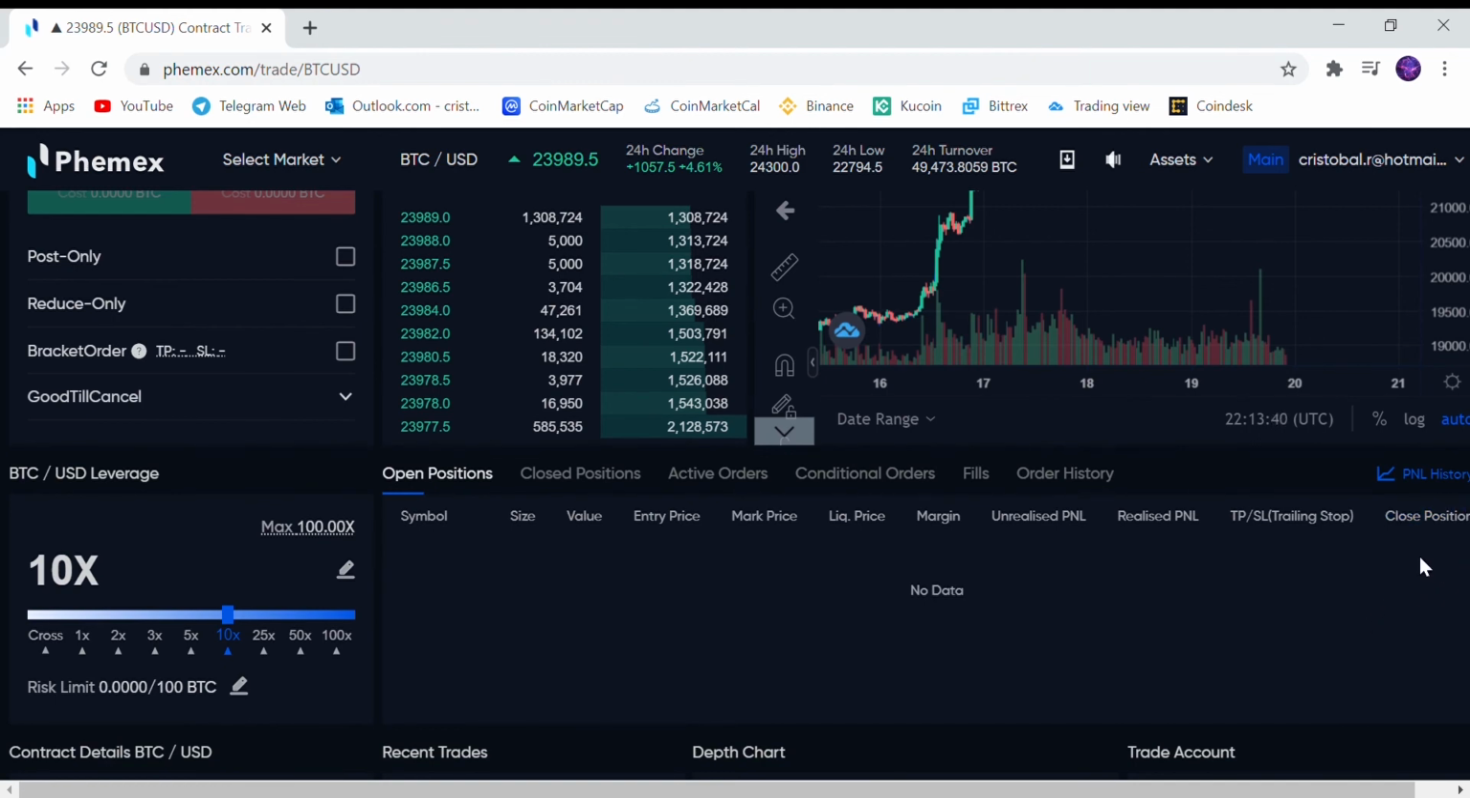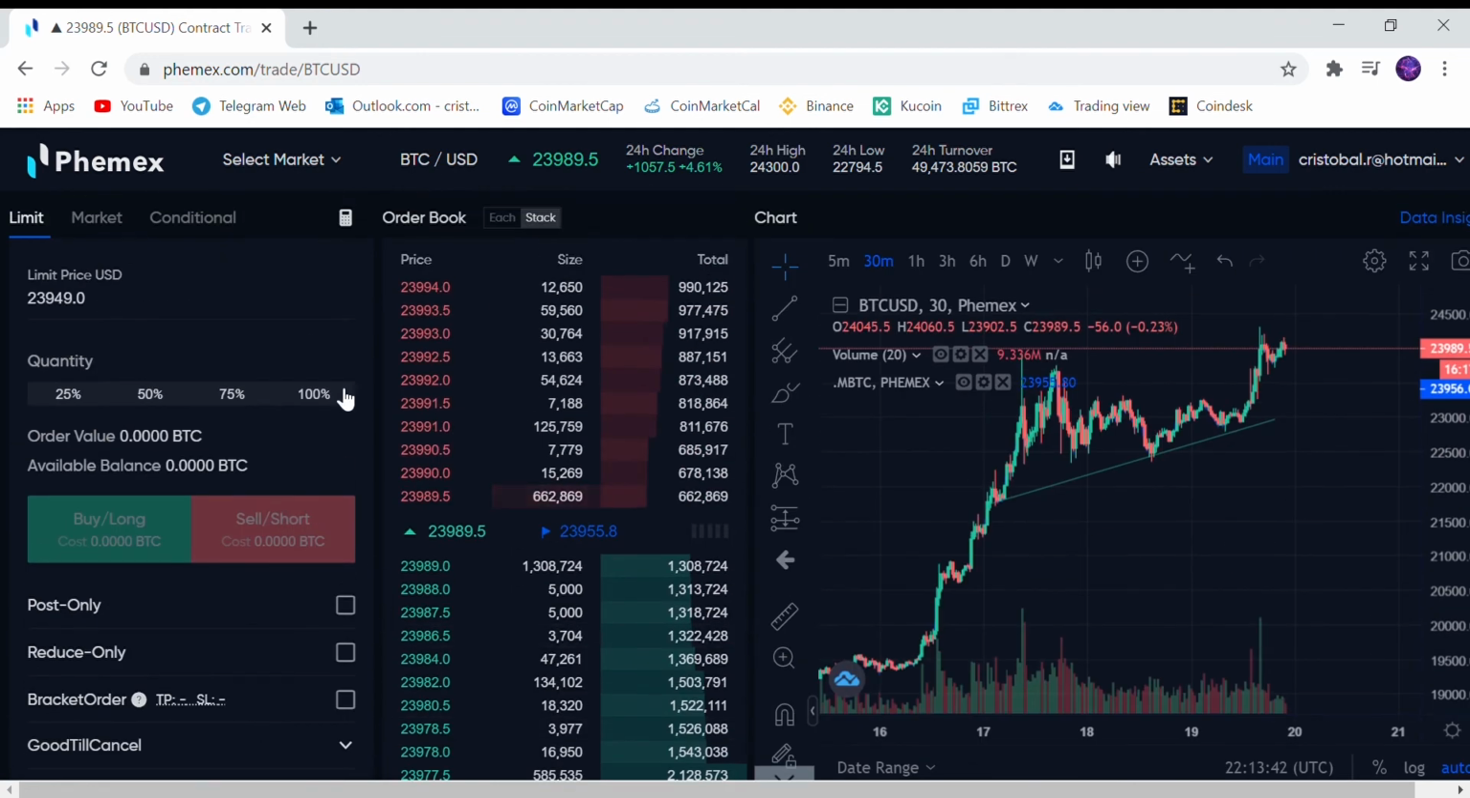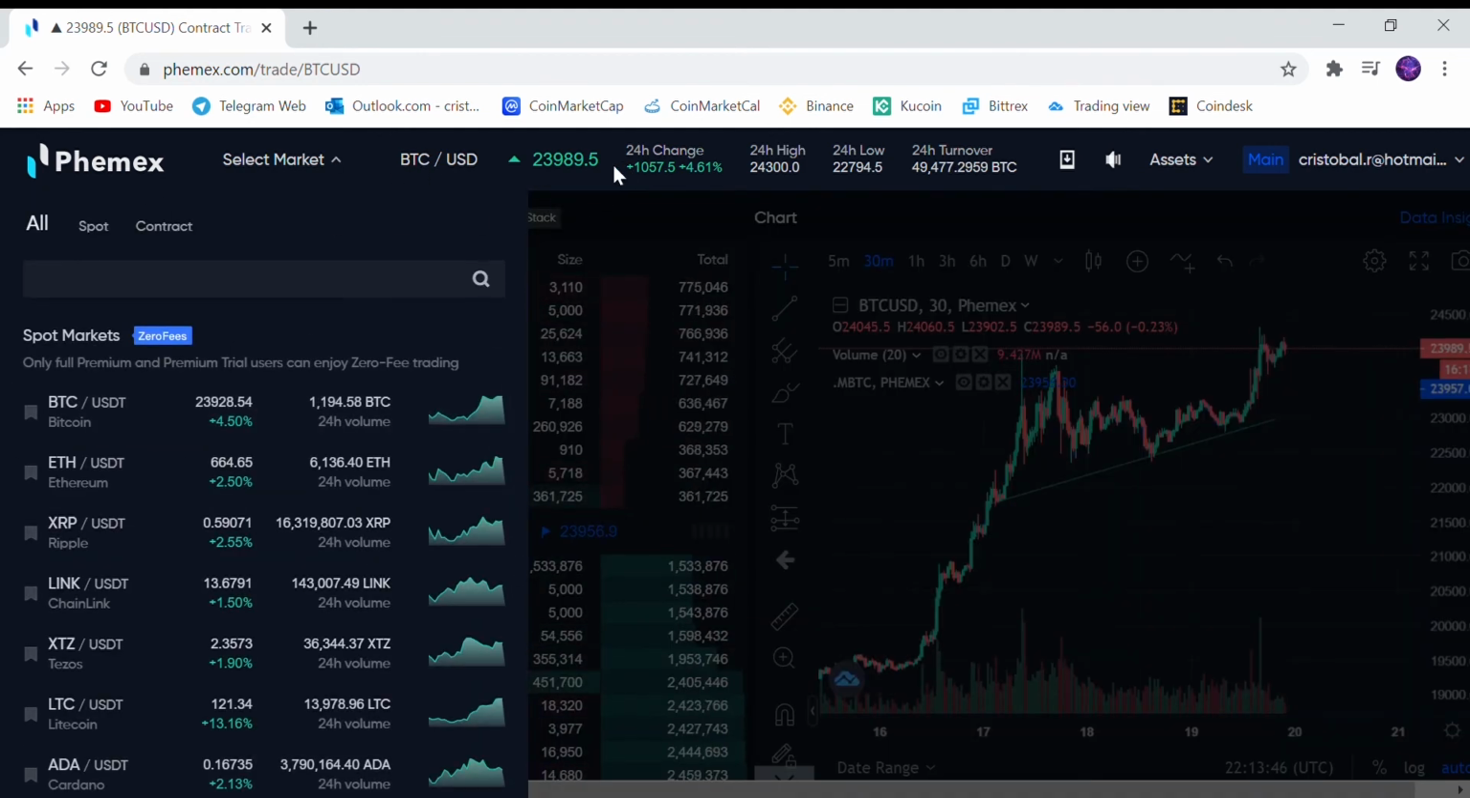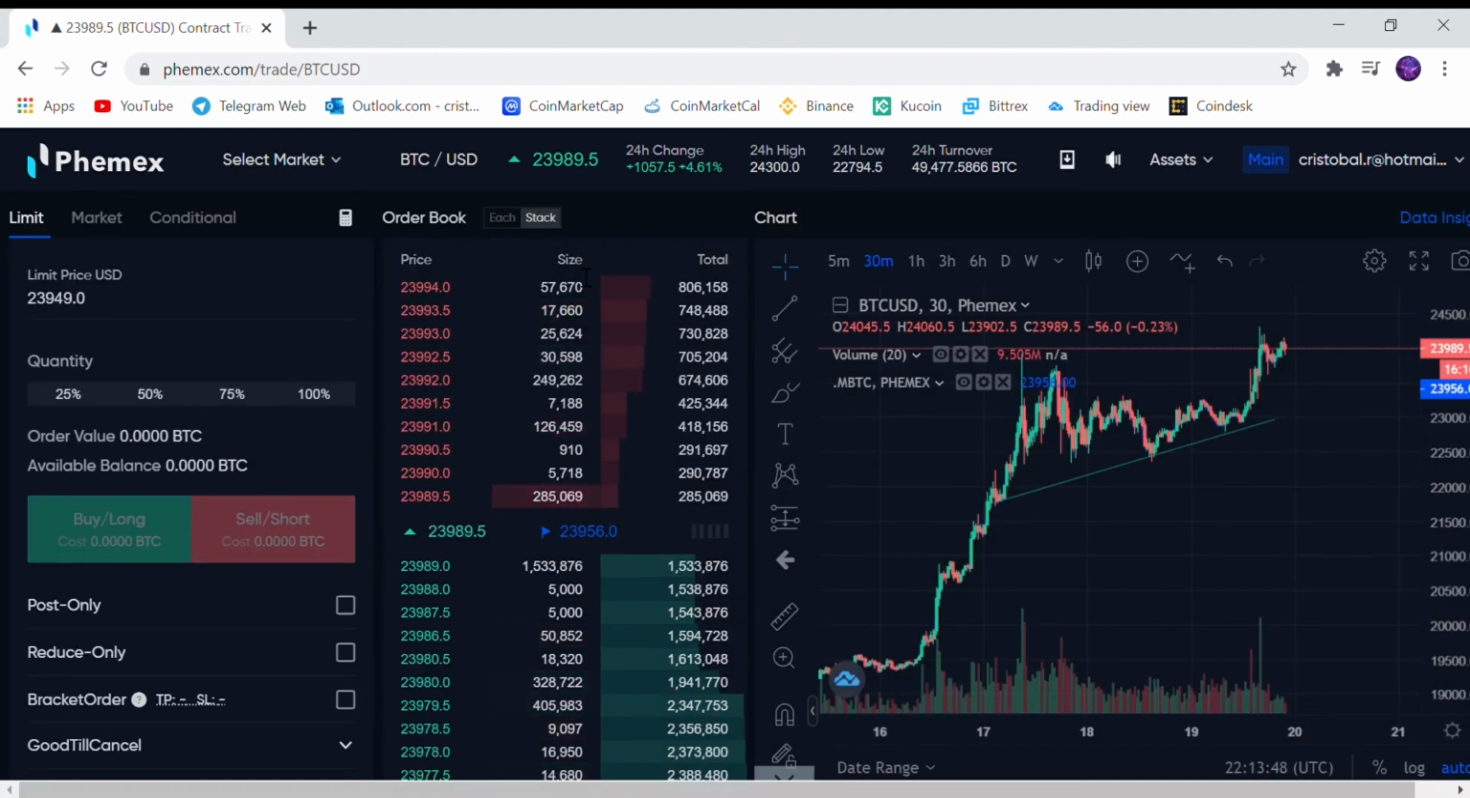Anyways, this is essentially what longing and shorting is. It's giving the exchange a certain amount of money, and in return they give you more money. However, if with that money you lose the money you originally gave them, you'll be cut out of the trade, you'll be what's called liquidated, and then you're going to have to fund your account more or get more money somehow. So liquidation's not a very good thing. You guys want to stay away from that.